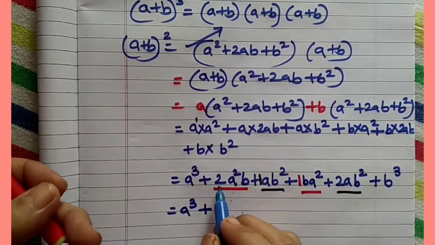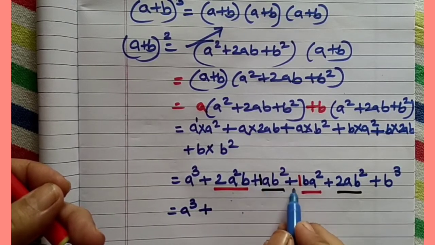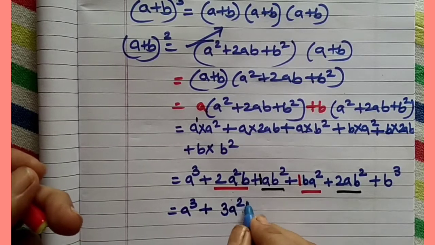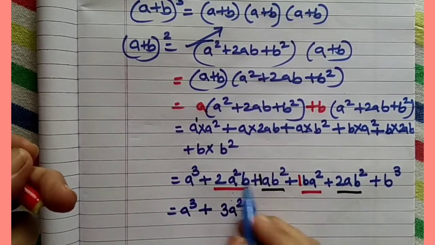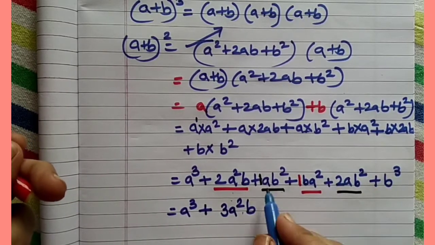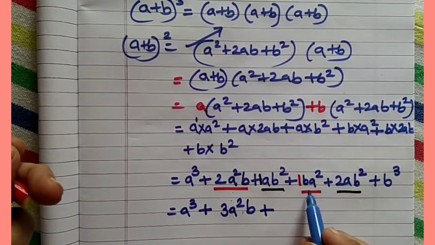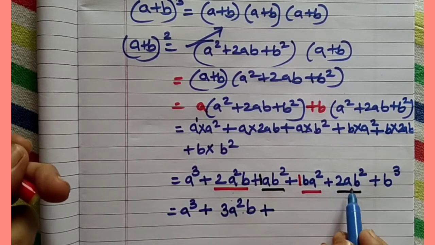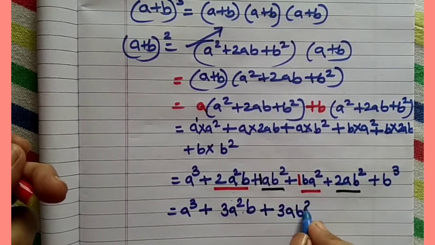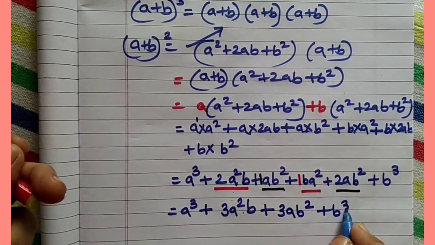Now plus 2a square b and 1a square b. So it will be 3a square b. 2 and this is 1. So 3. And a square b will remain as a square b. Plus. Now let us take this one. 2ab square and 1ab square. So there also it will be 3ab square and plus b cube.